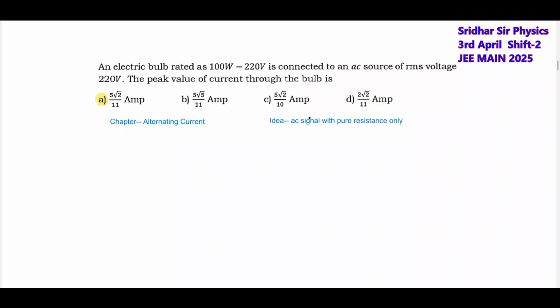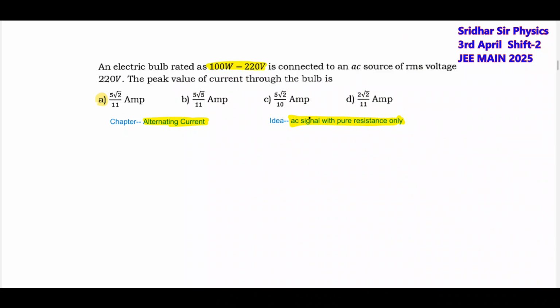The next question is based on the chapter alternating current. The idea involved is an AC signal with pure resistance only. Let me read the question. An electric bulb rated 100 watt, 220 volt is connected to an AC source of RMS voltage 220 volt. Find the peak value of current through the bulb. He has given the wattage and the voltage rating.